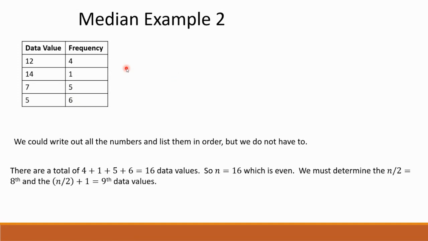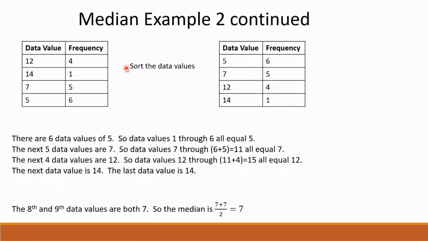Normally, if we did have the data laid out, what would we do? We would have to get n over 2, which is 8, and n over 2 plus 1, which is 9. We have to get the 8th and 9th data values. Now, how do you do that? Well, you could sort the data in the left-hand column, but you have to keep the number with its frequency. Like 5 here is associated with 6. 5 is the smallest data value. So when you sort it, your 5 would stick with the frequency 6.